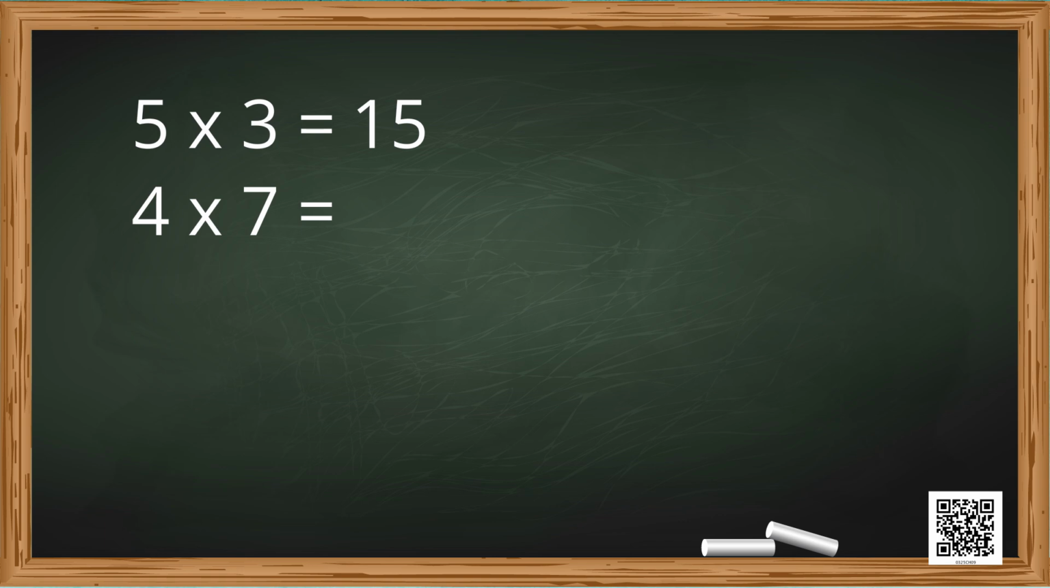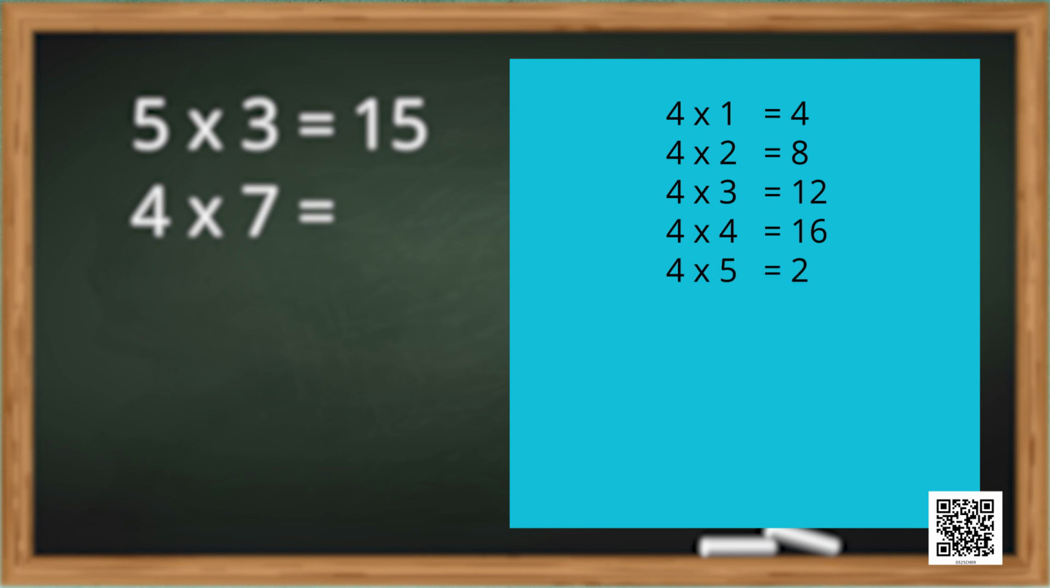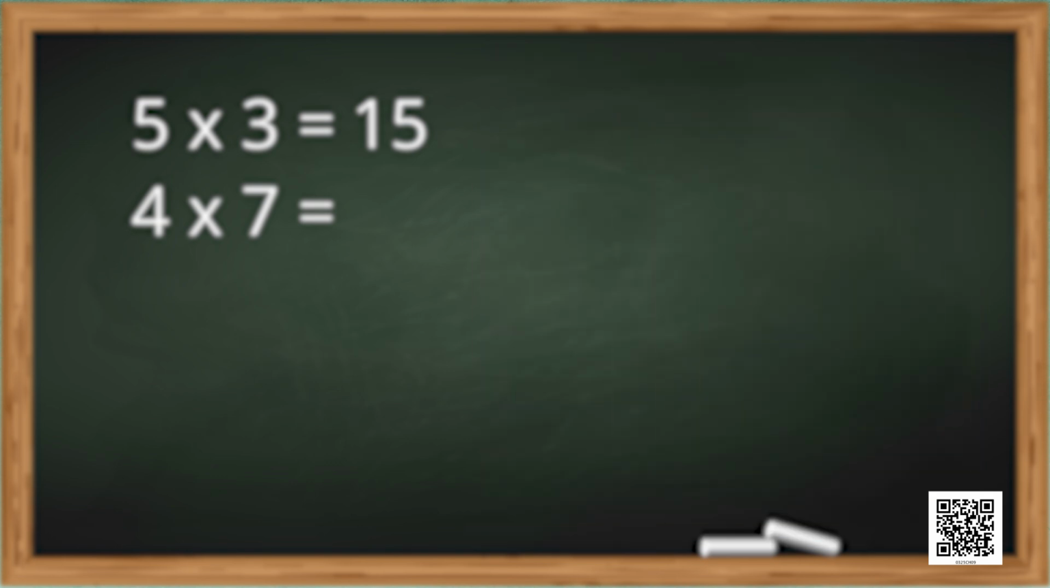See, if we read the table of 4, it is 4 multiplied by 1 is equal to 4. 4 ones are 4. 4 twos are 8. 4 threes are 12. 4 fours are 16. 4 fives are 20. 4 sixes are 24. And 4 sevens are 28. So 4 multiplied by 7 is equal to 28.